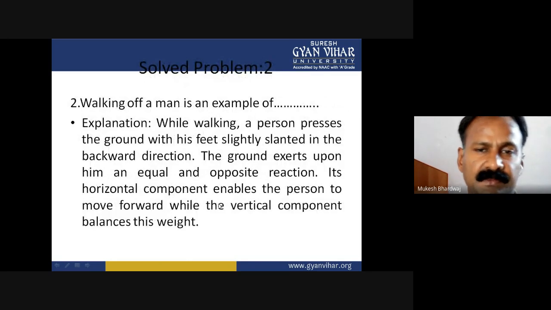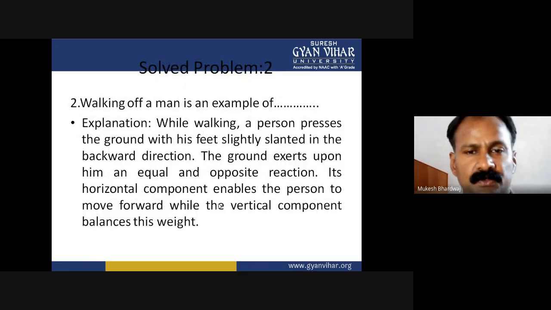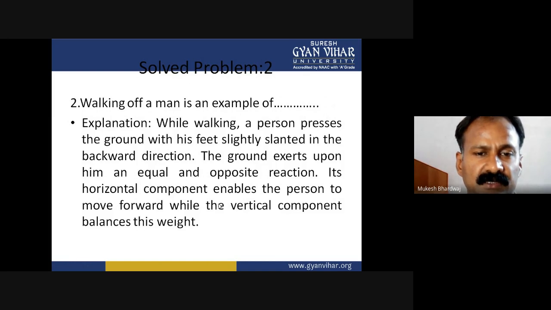Walking of a man is an example of Newton's third law. While walking, a person presses the ground with his feet slightly slanted in the backward direction. The ground exerts upon him an equal and opposite reaction. Its horizontal component enables the person to move forward, while the vertical component balances his weight.